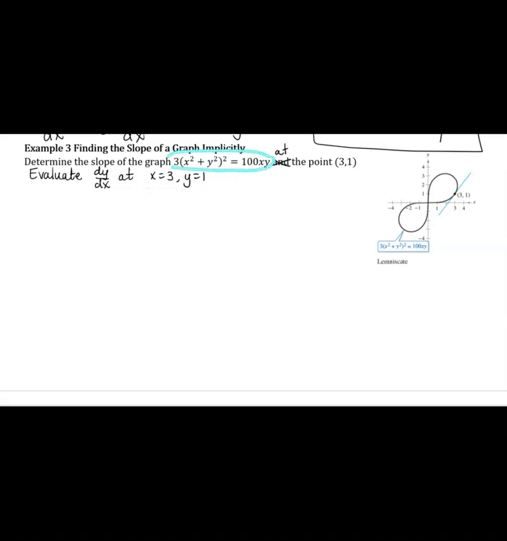So we're going to begin by taking the derivative implicitly. So we need to apply the derivative operator to each term in this equation. There's only one term on the left side and one term on the right side.